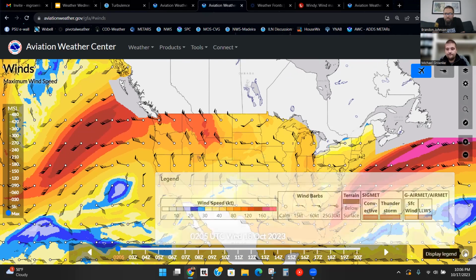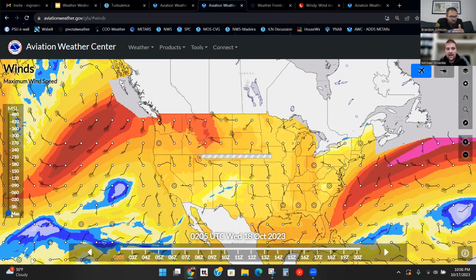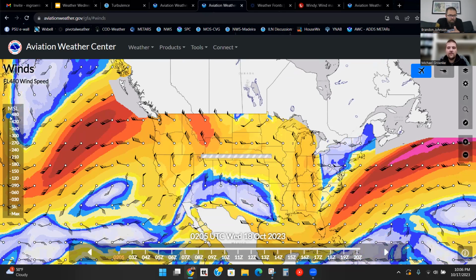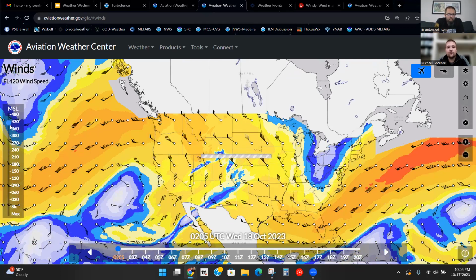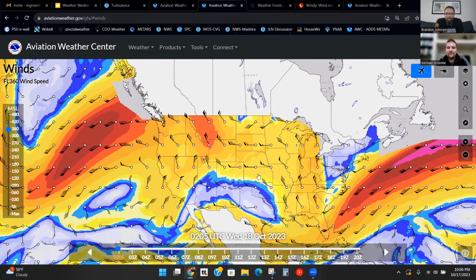So at this point, what altitude is this set? That was the maximum wind speed. So we'll go back through. I mean, it's going to be okay. The strongest winds are generally going to be up high. You've got some issues if you have a 150 knot jet stream at like 5,000 feet or at the surface, obviously.